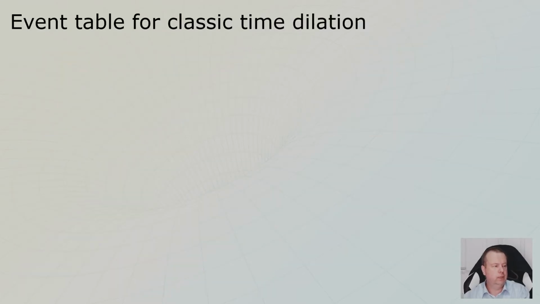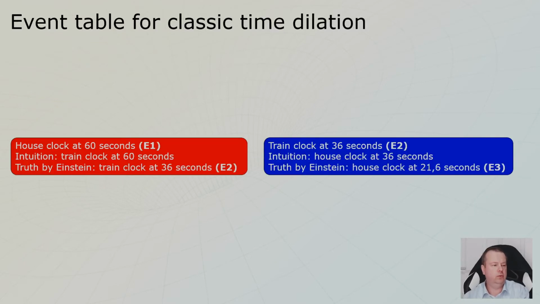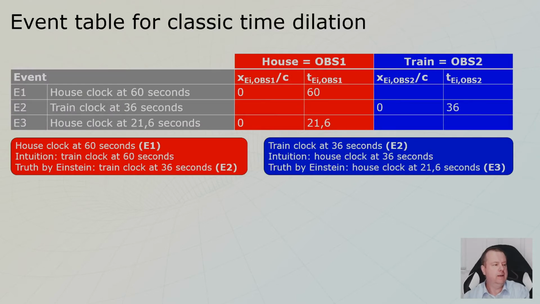Cool. I'm a big fan of, well, next to the space-time diagram, I also like event tables. So let's put in these events. Let's say we have 3 events. The house clock is at 60, the train clock is at 36, and the house clock is at 21.6, and fill in the blanks that we already know. So from the house perspective in red and the train perspective in blue. So these are the numbers we know.